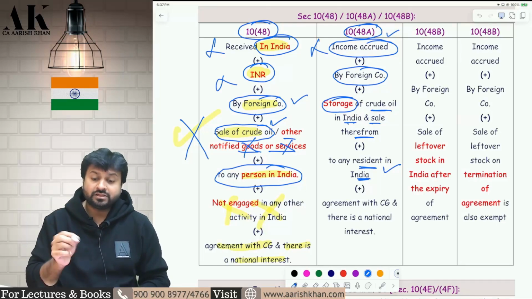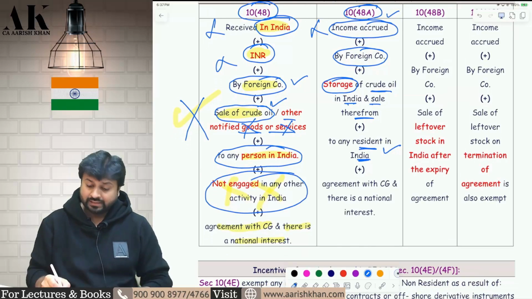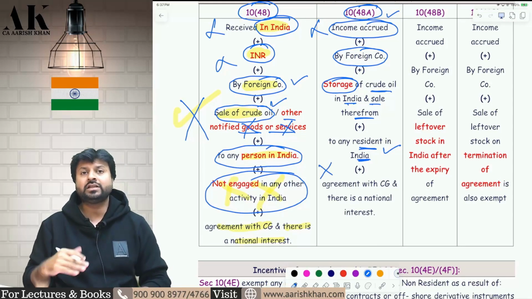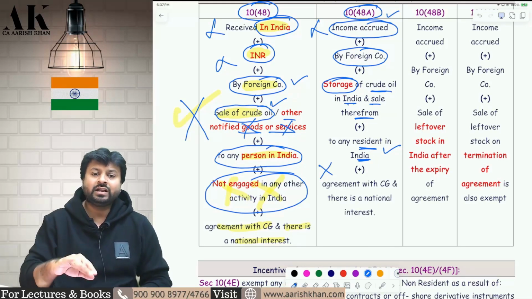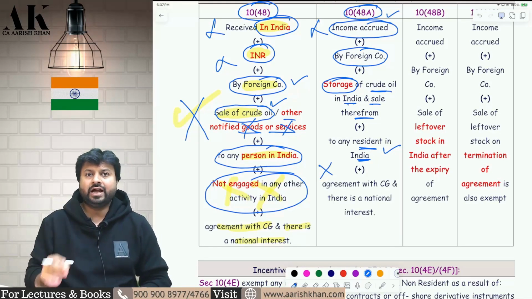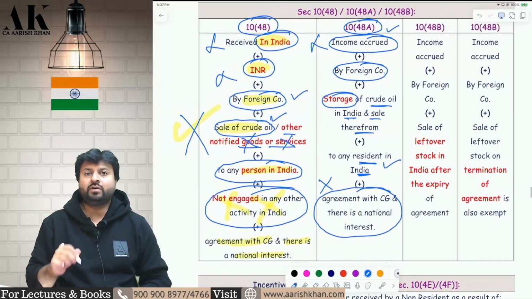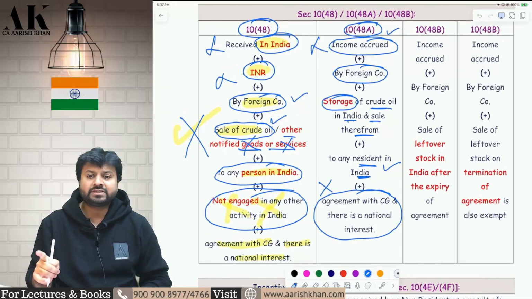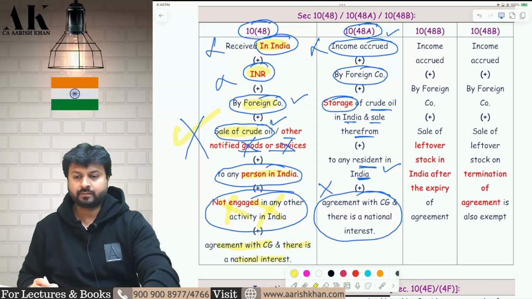In the first section there is one more condition, that the assessee should not be engaged in any other activity in India. In the second section there is no such condition. It means in the second section the assessee may be engaged in other activities also in India. I hope it is clear to all of you. And the last condition is the same. The assessee should be engaged in an agreement. There should be an agreement with the central government, and that agreement should be in the national interest. I hope it is clear to all of you, these two sections.